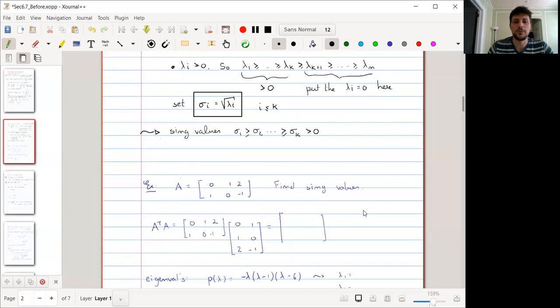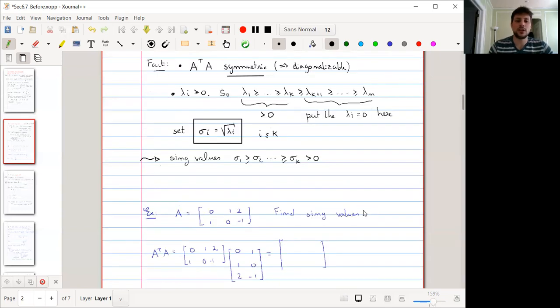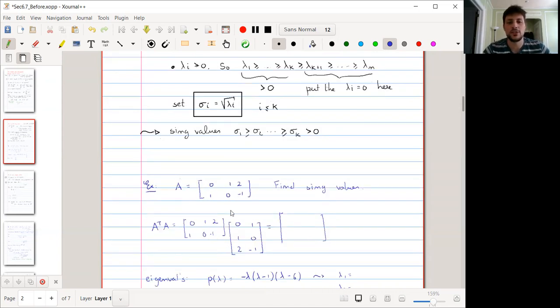Let's have a look at an example. Here's a non-symmetric matrix A. So the first thing you want to do to find the singular values is to look at A transpose times A. When you compute that, well, by just looking at the sizes of this, you'll realize that this is a 3 by 3. So let's just compute it out. The first entry is going to be 0 plus 1 plus 4, it's 5. Then we have 0 plus 0 minus 2.